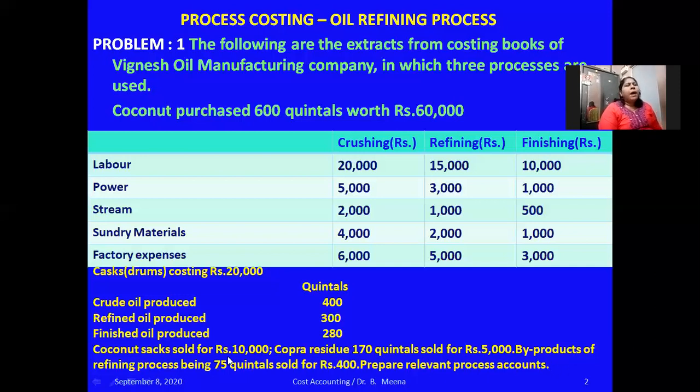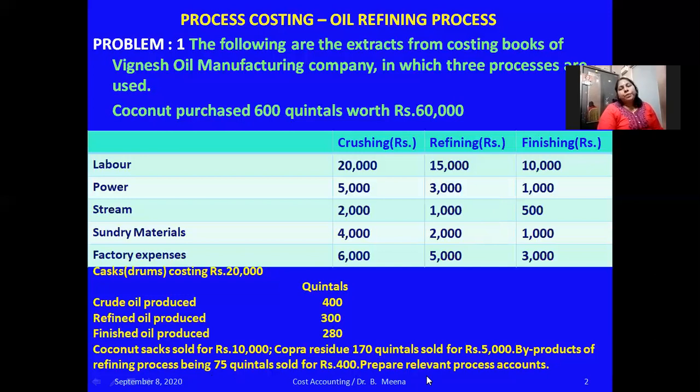Okay. And byproducts of the refining process. We are getting some byproducts during the refining process. What do you mean by byproducts? When you are producing a main product, we will get additional products. That is called byproducts. We can sell off the byproducts and make income. So that byproducts we added during the refining process, and in that process we need to credit the sale of byproducts, 75 quintals. The income is 400 rupees.